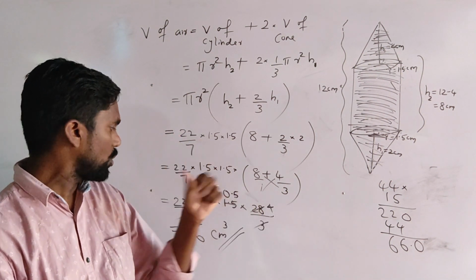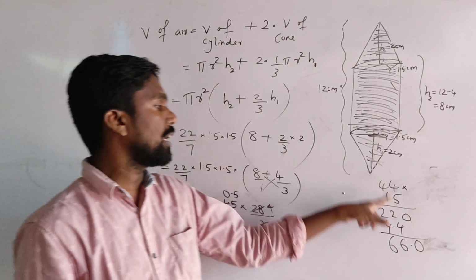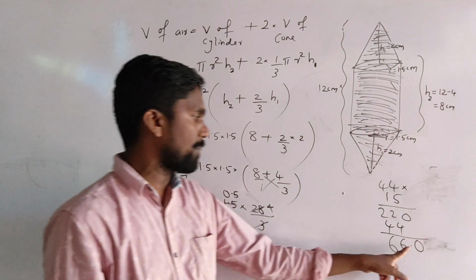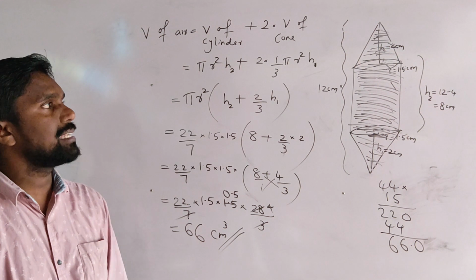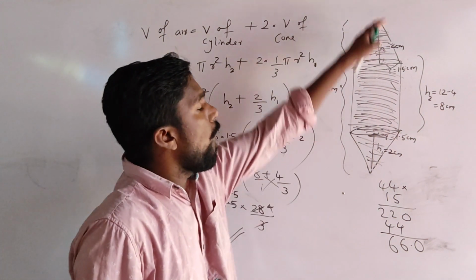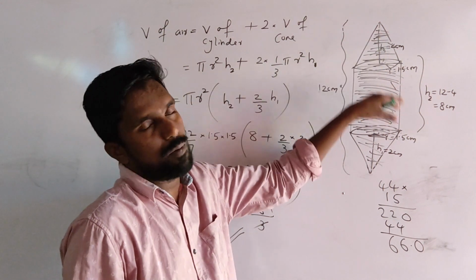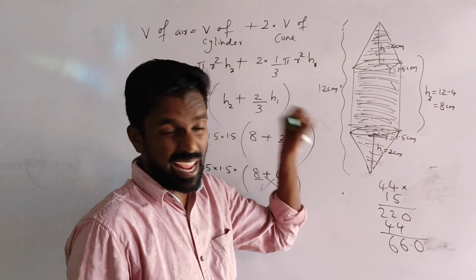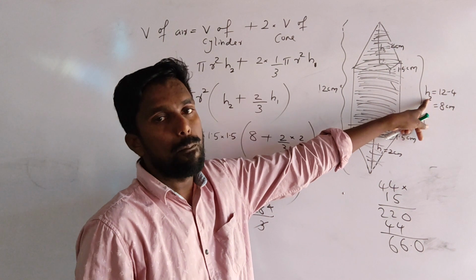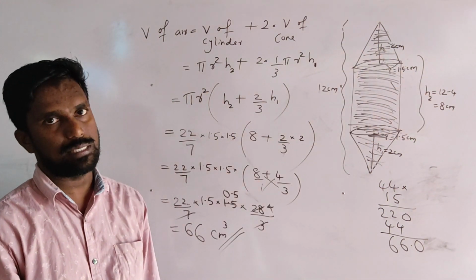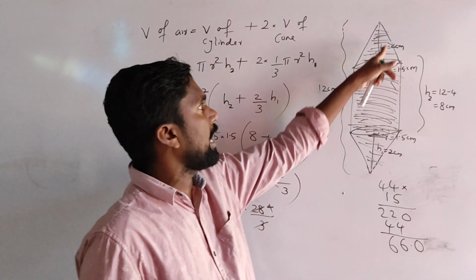0.5 into 4, 2. 2 into 22, 44. 44 into 1.5, that is 660 we will get, but with the decimal, you are putting 66 centimeter cube. That is the volume of the air. Volume of the air means volume of the cylinder plus volume of the cone. Cylinder means pi r square h, but here h is h2. Pi r square h2. Volume of cone means 1 by 3 pi r square h, but here 1 by 3 pi r square h1.